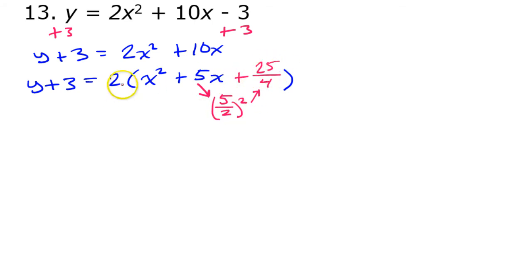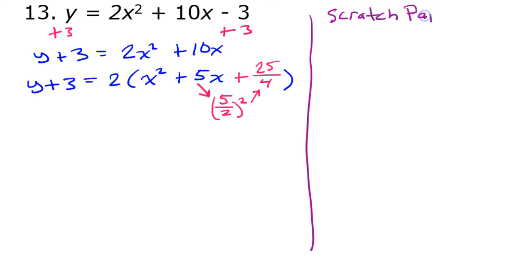Now, it looks like I just added 25 fourths. But I really added 2 times 25 fourths. So that's the first thing I need to do in my little scratch paper area here. Okay, it's my little scratch paper zone.